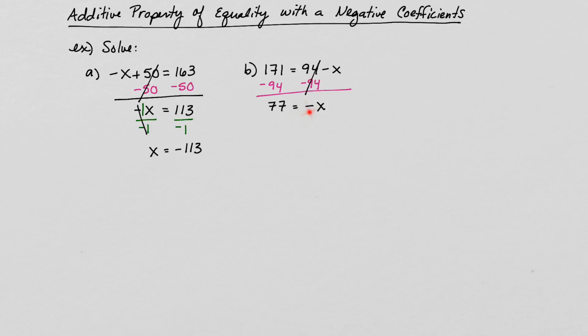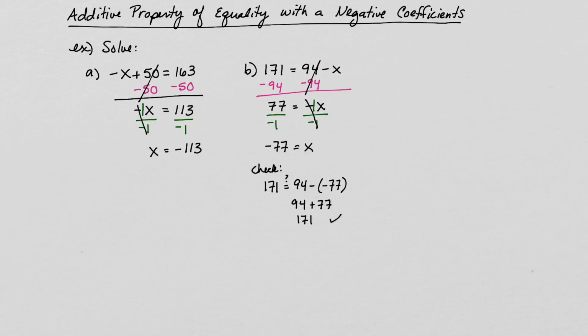And so now I have this minus x. Just like before, remember, it's just like a minus 1. So we're going to divide both sides by minus 1. So our minus 1s are going to cancel. x is going to end up being negative 77. And just like before, remember you can check your answers. So I can check: is 171 actually equal to 94 minus negative 77? Remember, 94 minus negative 77 is the same as 94 plus 77, and that is in fact 171.